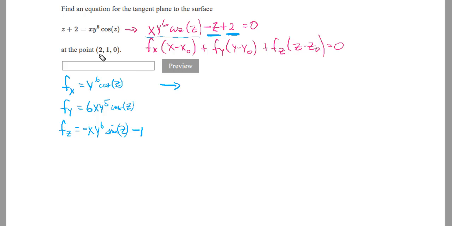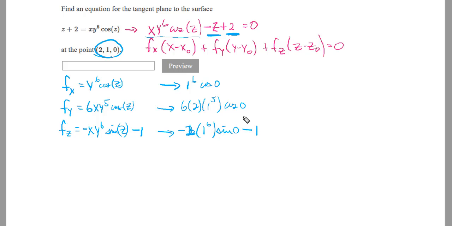For each of these, we will substitute the values for x, y, and z. So for the first one, we would have a 1 to the 6 cosine 0. The second one would be a 6 times 2 times 1 to the 5th times the cosine 0. The third one would be a negative 6 times negative 2, times 1 to the 6th times the sine of 0 minus 1.